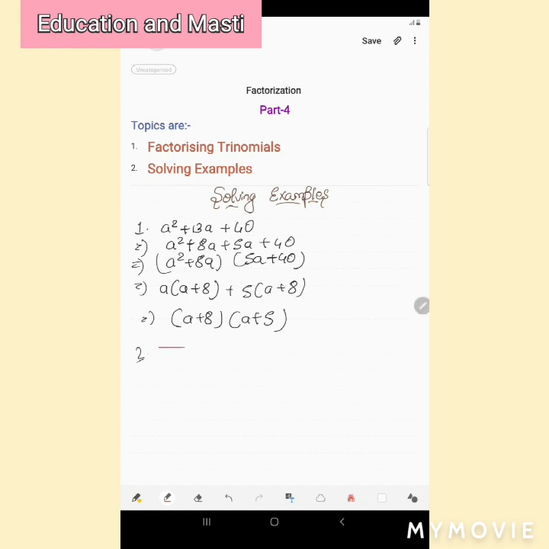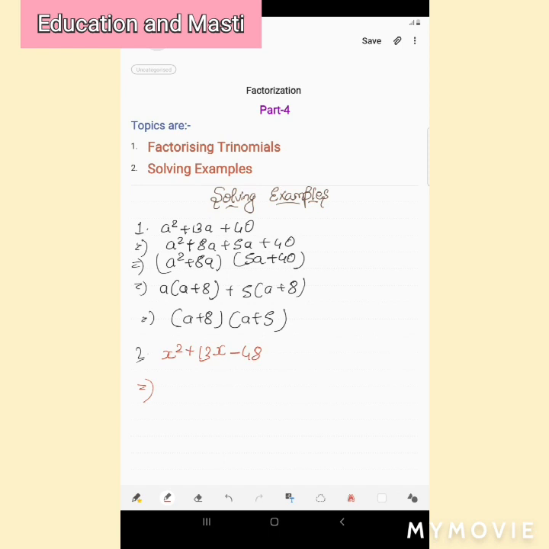Let's take the question x square plus 13x minus 48. Okay, this is 13x minus 48. Let me write it once again. Now we will solve this question. Here minus 48 is given on one side, so we have to think in mind and do this. So how will you do it?